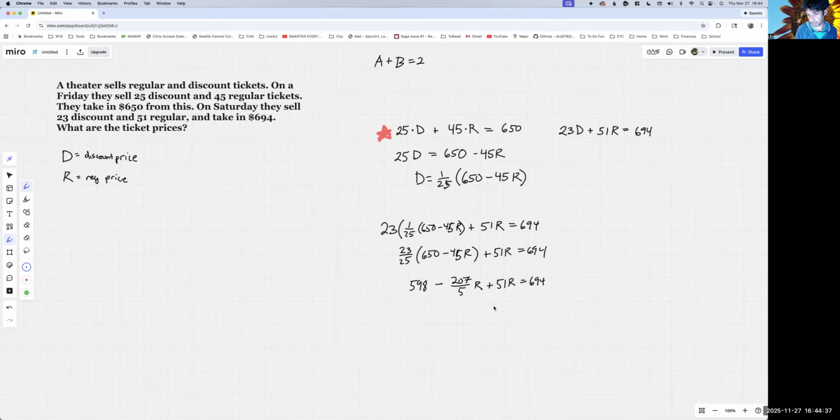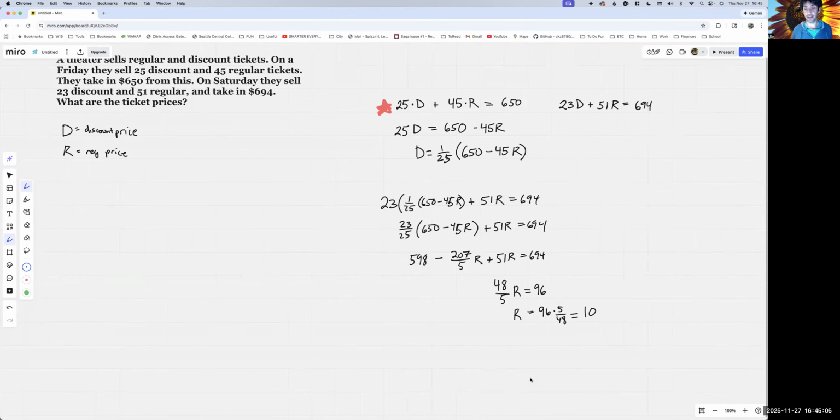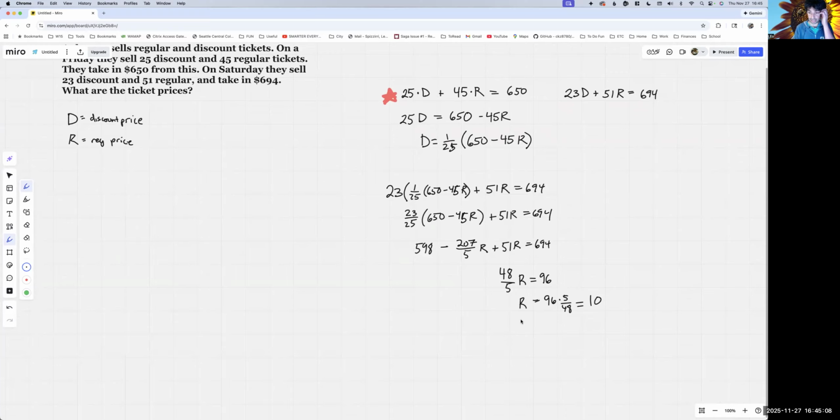What you end up with is 48 over 5 R is equal to 96. Then I multiply both sides by 5 over 48, and that works out to be 10. So we have a value now for R, but I can take that value and immediately get D.